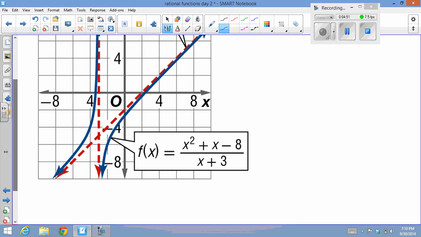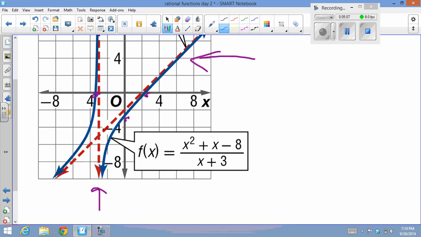Once I've graphed it, and again, all I've done so far is I've graphed my vertical asymptote, I've graphed my slant asymptote, which is the dotted line there, and I've graphed my intercepts. So I have an intercept that's here, here, and here.